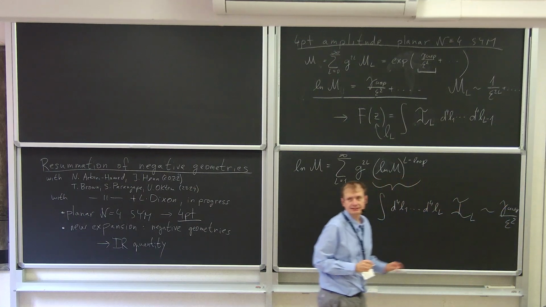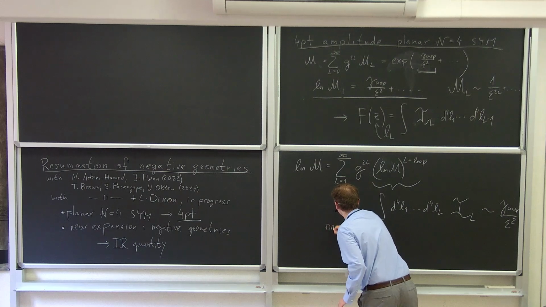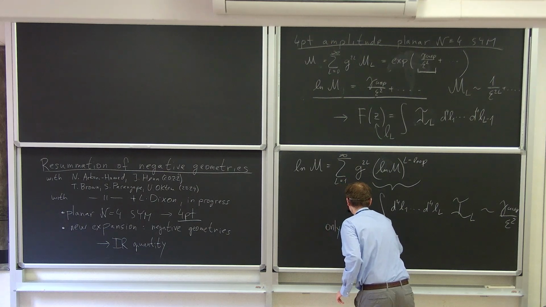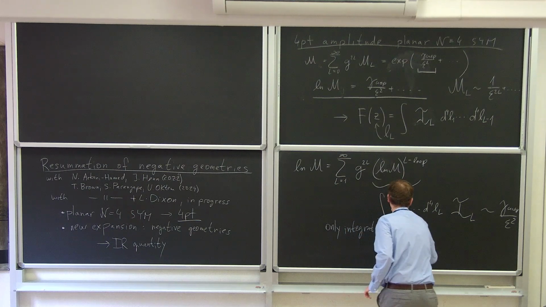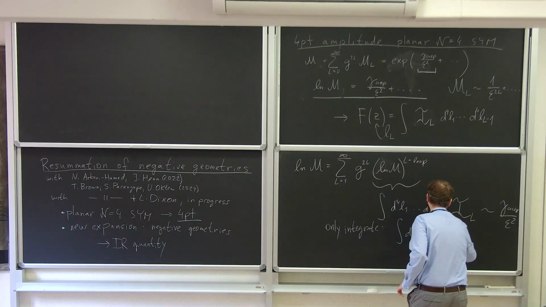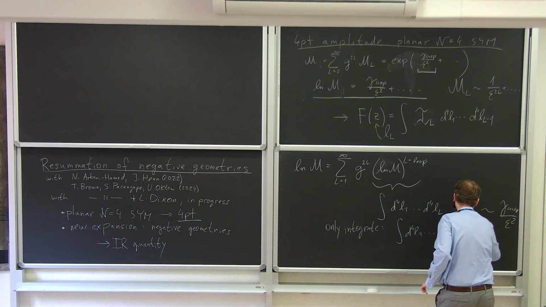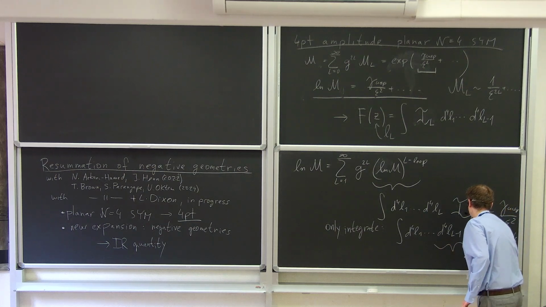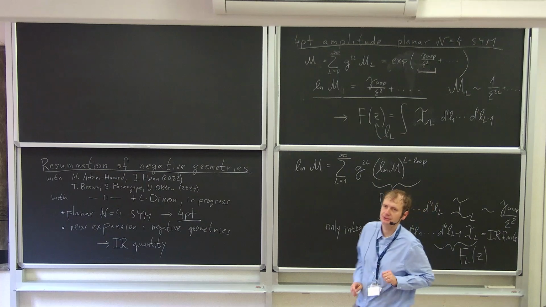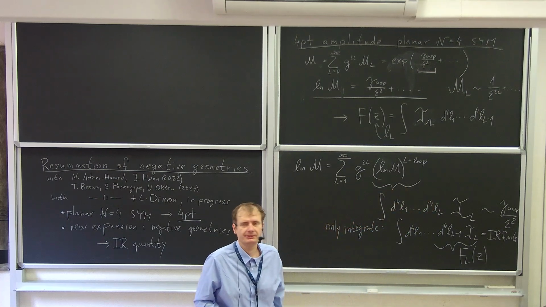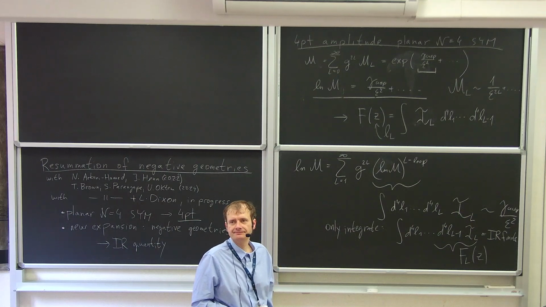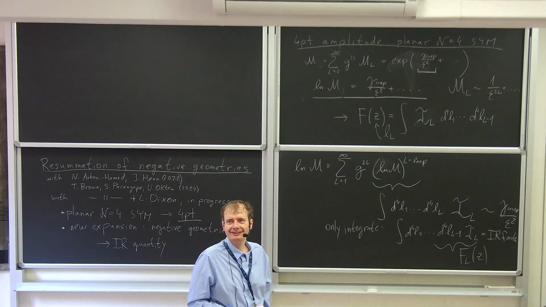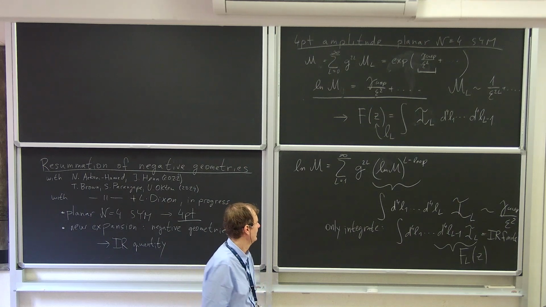But if we only integrate d4 L1 up to d4 L minus 1, the same object, this is finite. Only the last loop integration causes the divergence, and this will be the object that we will then denote F_L, Z at L loop order, and we will resum these objects. They are finite, so in principle you can multiply them by the coupling constant and resum.